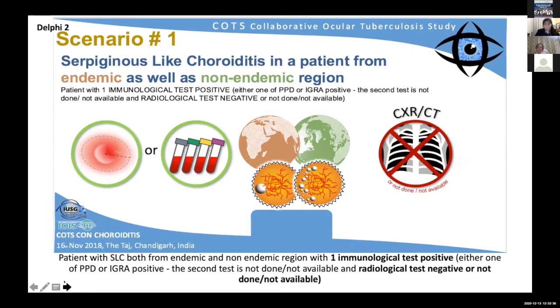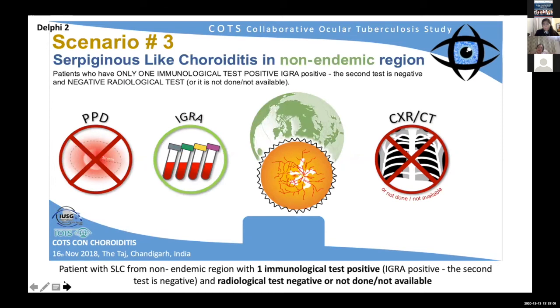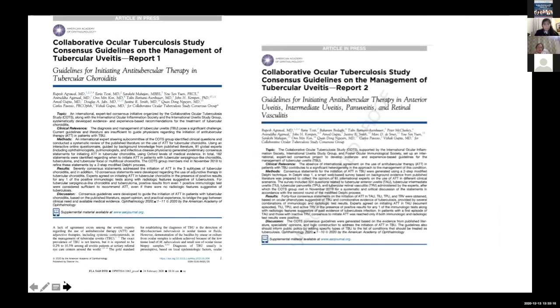experts would treat. Then we go to Delphi 2, where there were some controversies, and the results of Delphi 2 with patients with SLC both from endemic and non-endemic region with 1 immunological test positive. If the phenotype is serpiginous-like choroiditis and very typical, they would treat. These scenarios are not much different, the only difference is that experts from endemic regions rely more on PPD, whereas non-endemic would rely on IGRA. For other phenotypes also, there is a clear-cut consensus, and I would refer you to these publications in ophthalmology, both the reports, for more details.